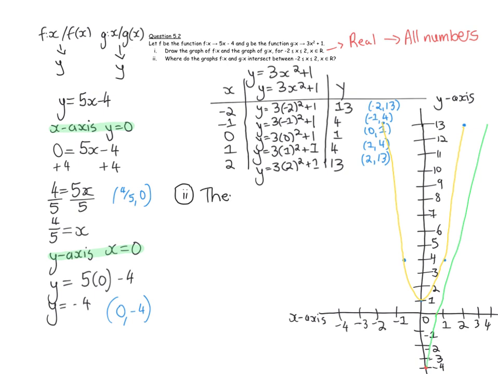So they do not intersect between x where it's minus 2 and x where it is 2. And that's this question done. And that's this video done.